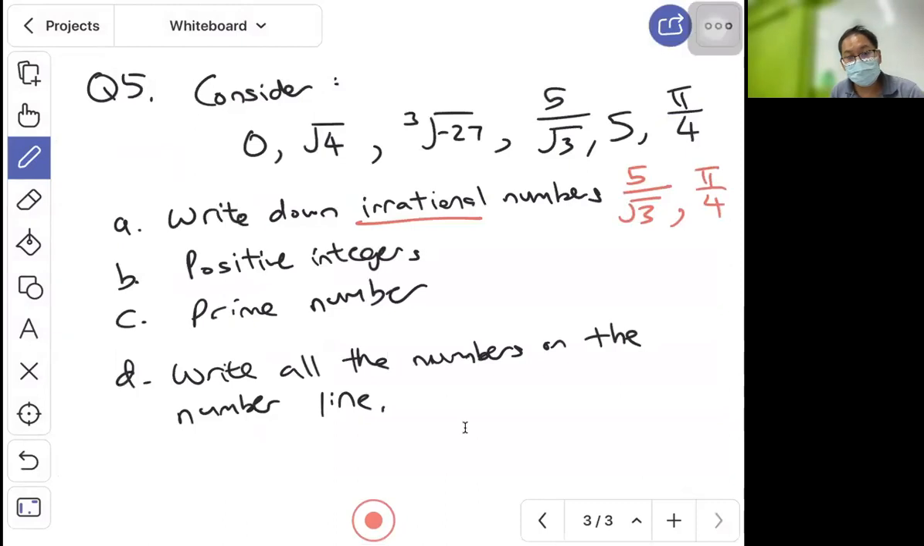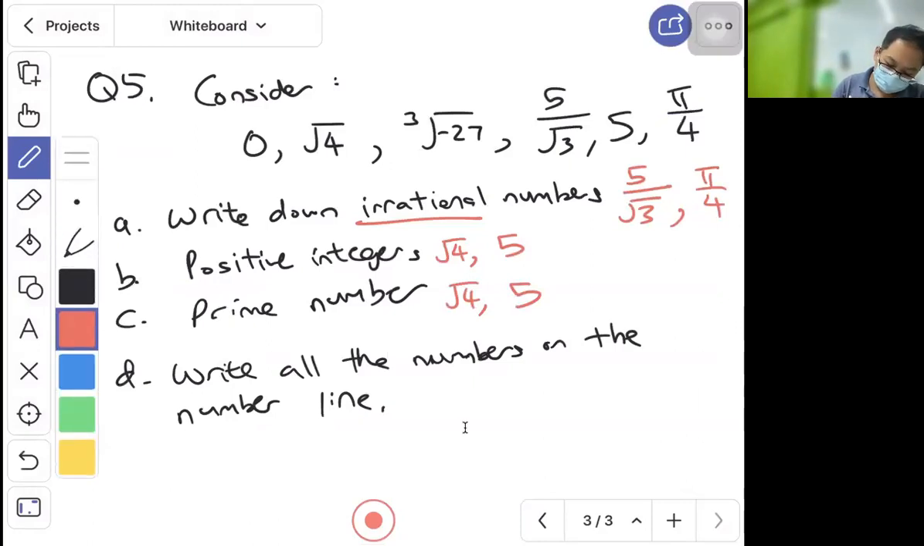Part B, positive integer means it's a whole number, it's positive. So the answer is square root 4, because square root 4 on the calculator is a positive 2, followed by 5. Next, prime number. So the prime numbers are 2 and 5.